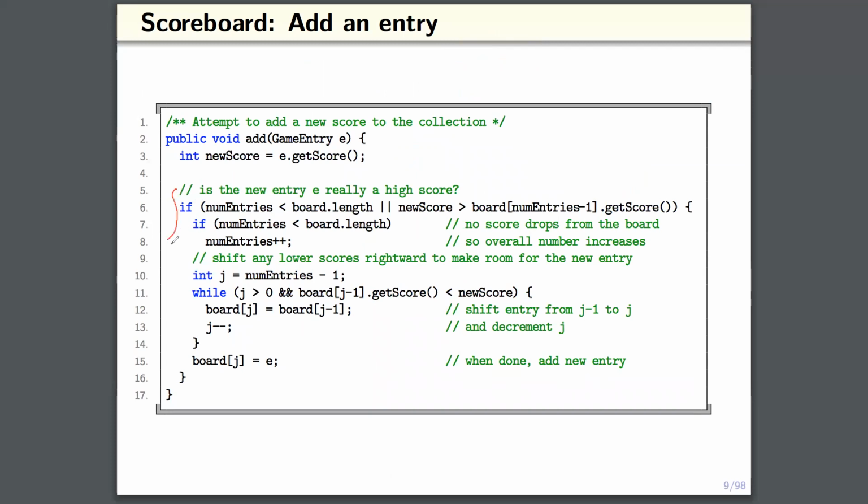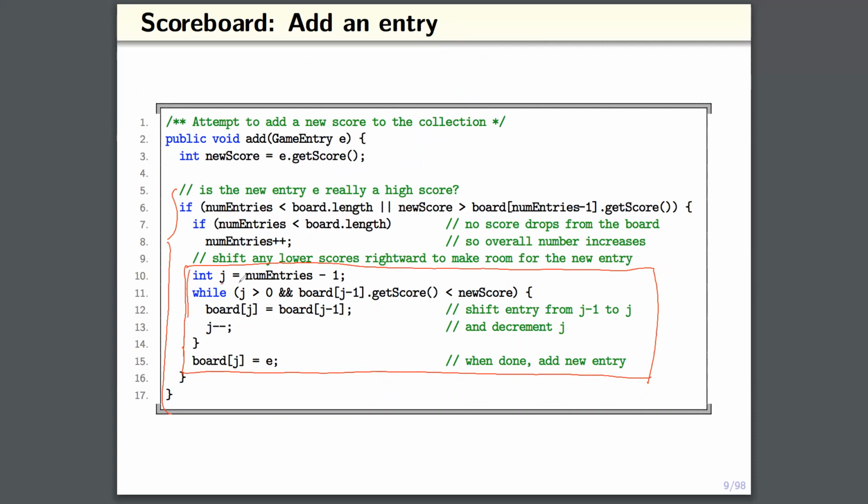So check whether this is a new code. If it is a new code, see, the core logic is here. The core logic is here. You want to find the correct position, right? Where that entry can go.